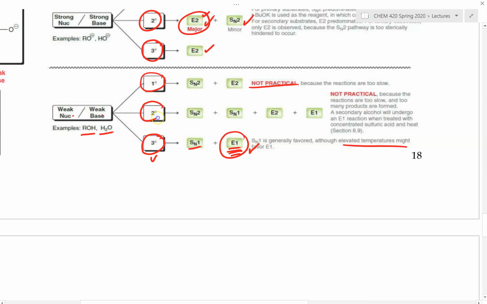And if we were to have a secondary substrate, in this case, this would not be a very practical reaction to perform at all. The reason is that all of these products are feasible, so we'll be forming a mixture of various products, which is pretty messy and not very efficient in organic reactions.